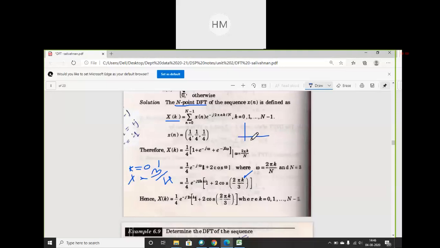So first sample was 1/4. Again here I got 1/4, 1/4 and 1/4. 3 samples at the input x of n. You can see the screen. This I am plotting graph of x of n. Okay, now I can plot the graph for x of k.